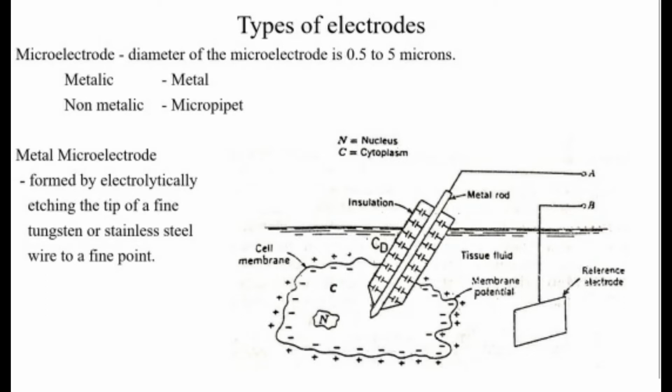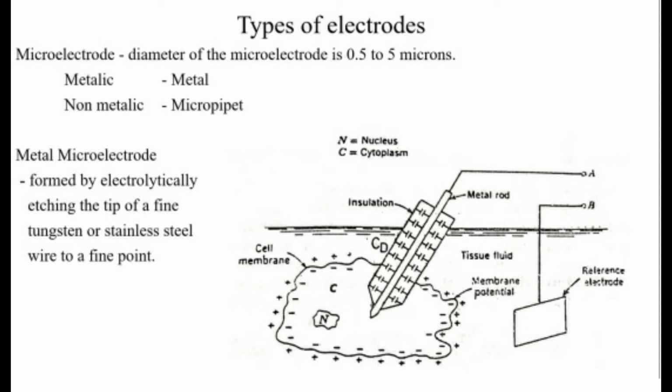Metal microelectrode. Metal microelectrodes are formed by electrolytically etching the tip of a fine tungsten or stainless steel wire to a fine point. This technique is known as electropointing. The metal microelectrodes are coated almost to the micro tip with an insulating material. The figure shows the position of the electrodes and its equivalent circuit.